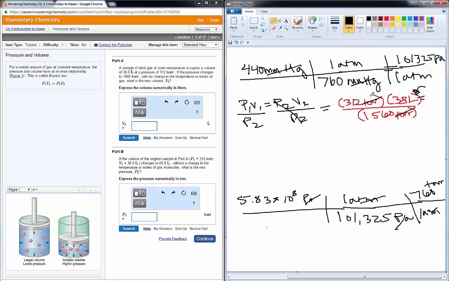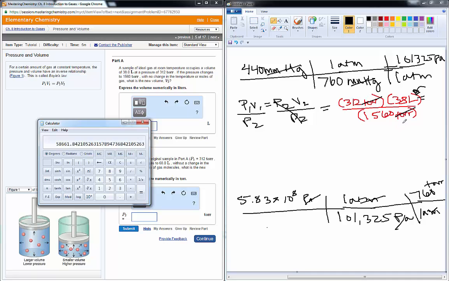And now I can plug it in. Because the units cancel, it doesn't matter whether your pressure is in torr or in atmospheres or in any other unit, so long as you have the same units on top and bottom to let them cancel. Same thing is true of the volume. Doesn't matter if you're talking about liters or milliliters or whatever, so long as you're consistent. Watch the units, they'll tell you what units you'll get.